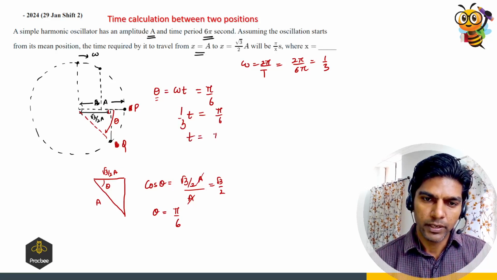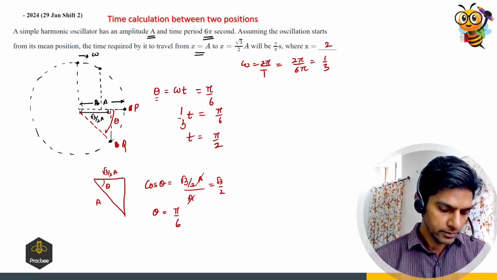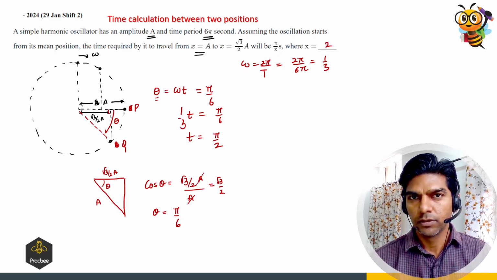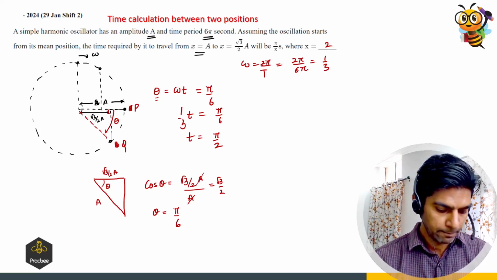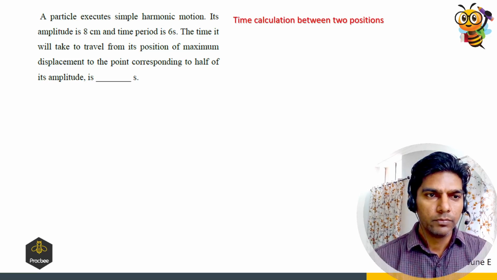So t comes out to be pi by 2. So x will be 2. So 2 is the answer. So this is the way we can find the duration between any 2 points in simple harmonic motion. Now let us see the next problem based on the same concept.